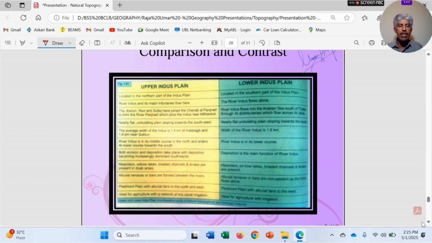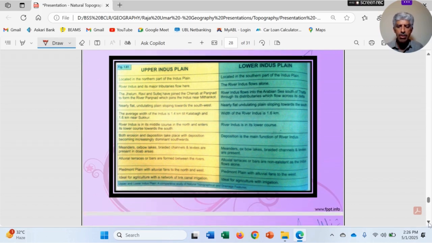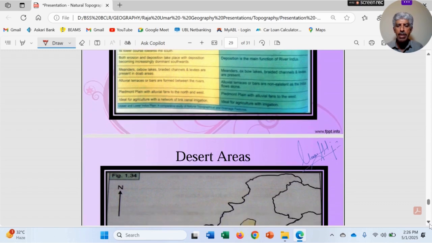And in the upper Indus Plain, the rivers flow southwestwards, but in the lower Indus Plain, the Indus River flows straight southwards. More sedimentation in the lower Indus Plain, less sedimentation in the upper Indus Plain. So more fertile soils are up there in the upper Indus Plain, less fertility is down in the lower Indus Plain. So these are some of the comparison points related to the upper Indus Plain and lower Indus Plain.